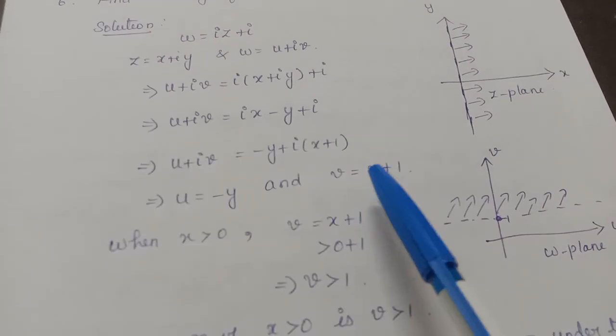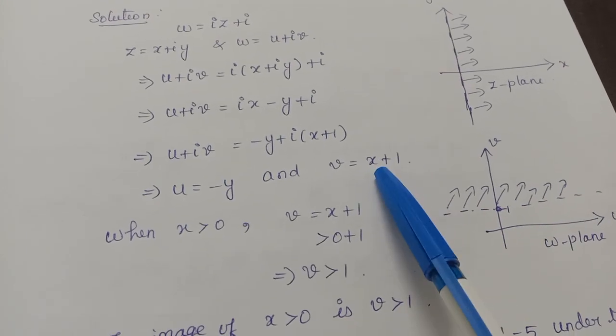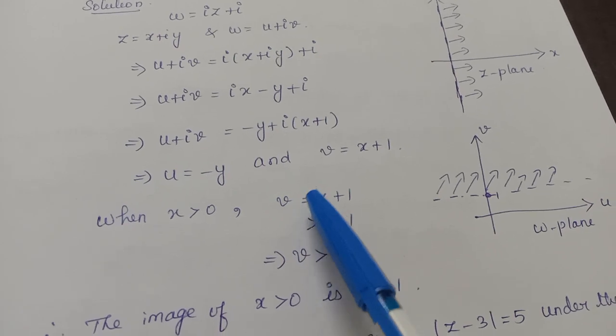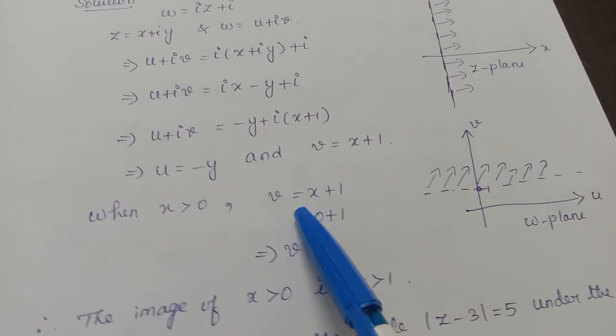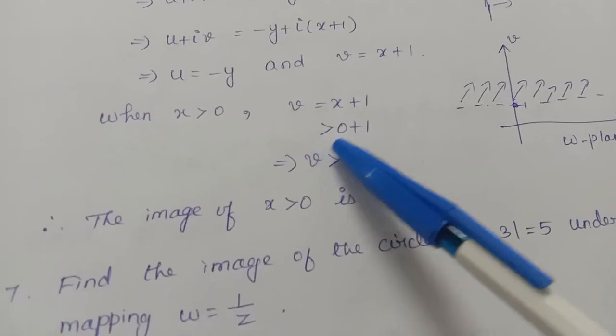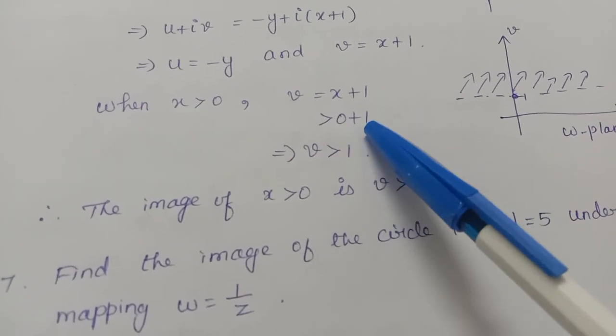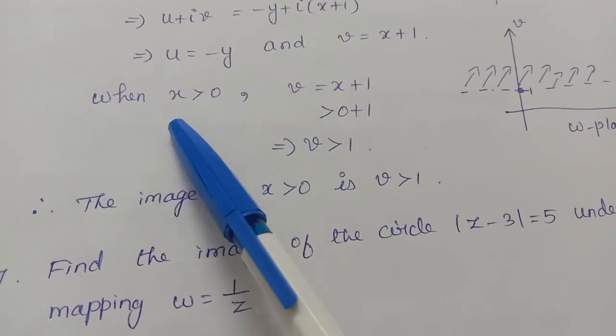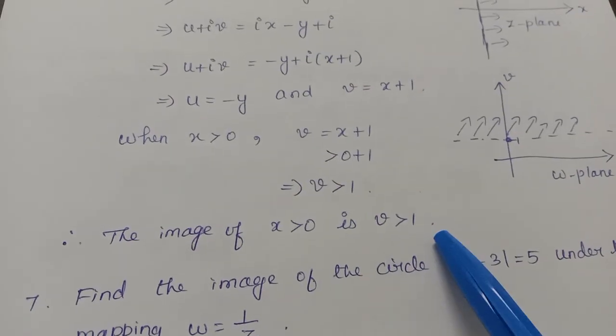No need to take this. So here I only have the x term now. So let us take v equal to x plus 1. If x is greater than 0, instead of x you write 0, so 0 plus 1, which means 1. So v is greater than 1. That's all. So the image of x greater than 0 is v greater than 1.